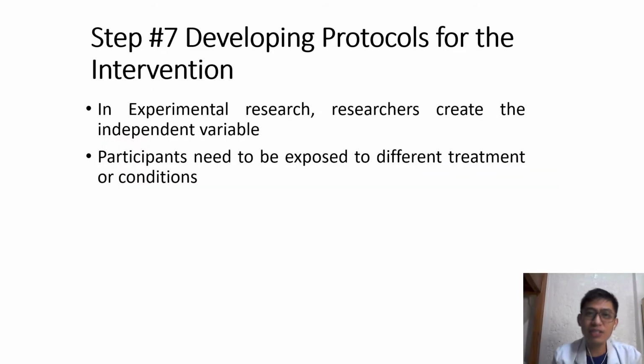So step 7 is developing protocols for interventions. In experimental research, researchers create the independent variable. Participants need to be exposed to different treatments and conditions.